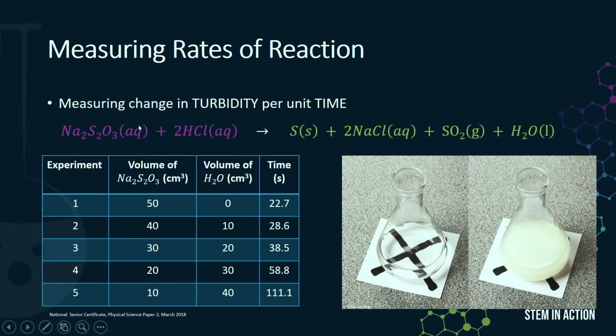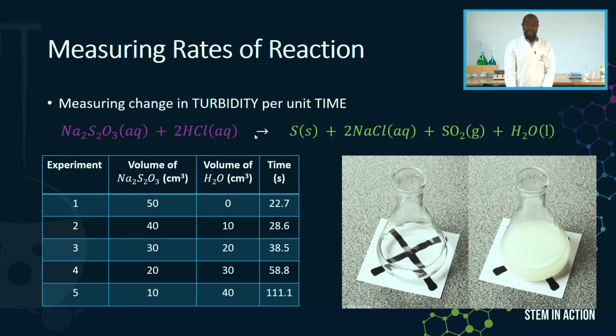If you look at this reaction, it's a reaction between sodium thiosulfate and hydrochloric acid, and we produce sulfur, sodium chloride, sulfur dioxide, and water. And what you notice is that one of our products is a solid, and it is the only product that is a solid. As a result, when we start this reaction, we start with a clear solution with only sodium thiosulfate and hydrochloric acid. But as the reaction progresses, as we produce sulfur, the sulfur will cause the reaction mixture to become cloudy because it's a solid. And that cloudiness is what we call turbidity.